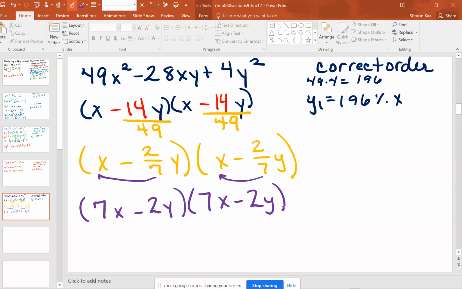You can write your answer this way, or do you notice both of those are identical? You could also write 7x minus 2y one time and then put it squared. You could type it either way, either type it twice or one time and write it as being squared. Both are acceptable.